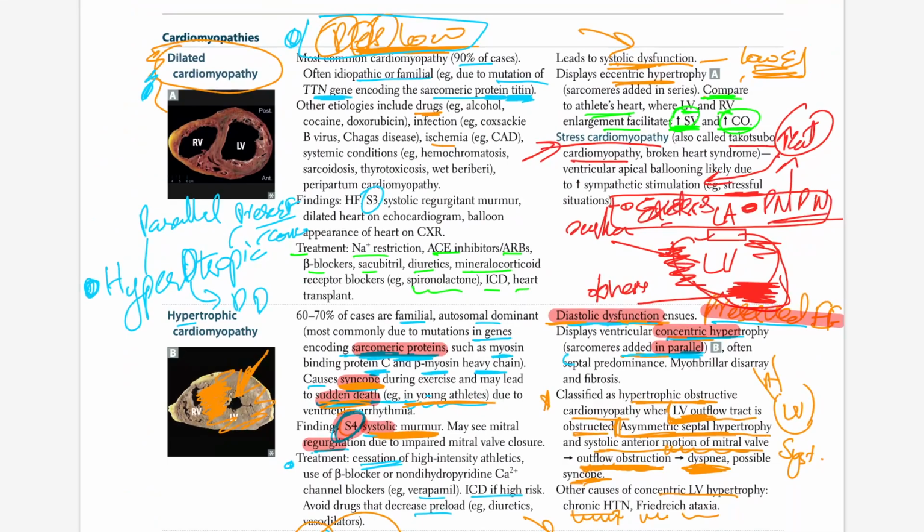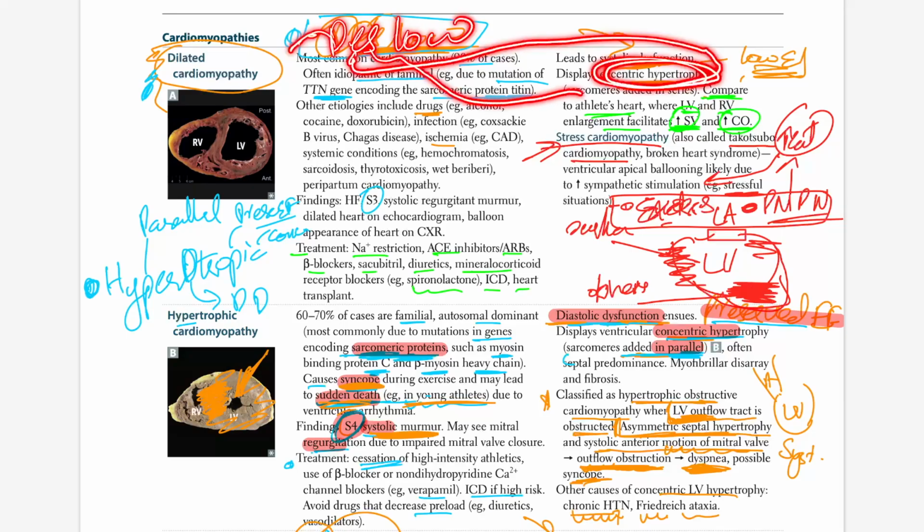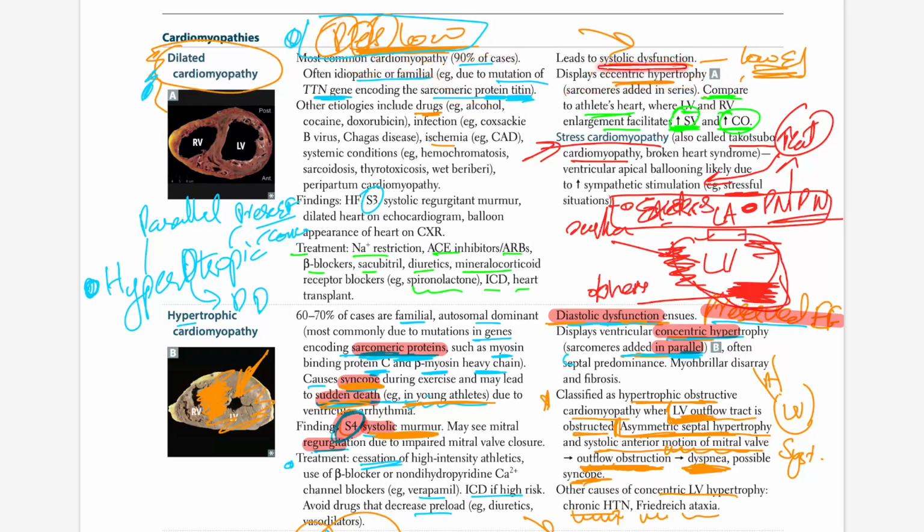So cardiomyopathies. Cardiomyopathy, simple thing. For dilated cardiomyopathy, we can see here it is dilated. Why is it dilated? Because there is an eccentric hypertrophy when we add the sarcomeres in series. So let's look at the mnemonic. The mnemonic is DES low. D for dilated cardiomyopathy, E for eccentric hypertrophy, S for systolic dysfunction, low for ejection fraction being low.